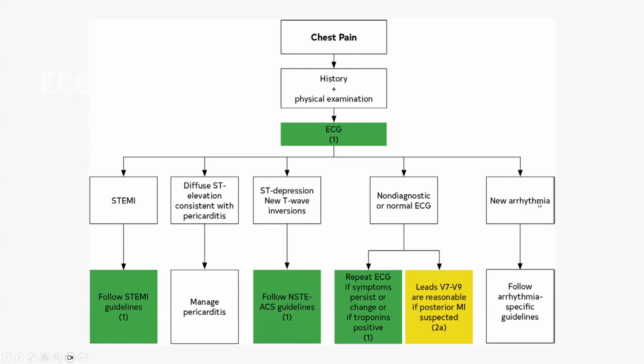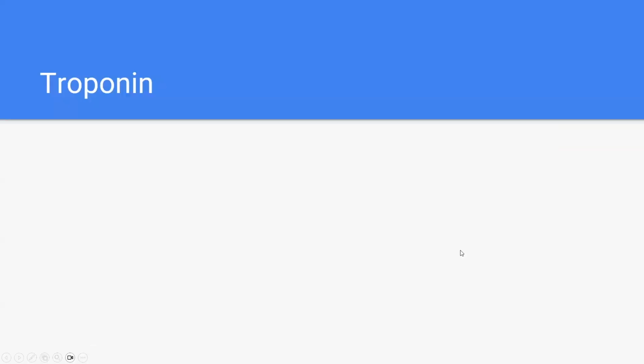Of course, if you have a new arrhythmia on there, you find that and treat it. And then if you have a normal or non-diagnostic ECG, most likely you're going to repeat it if the symptoms persist or change. Sometimes, I don't think I've ever even done this, but if you're still very suspicious for ischemia, you can actually shift around the leads and look on the more posterior side. That's not something I've ever done, but apparently you can do it. I have learned. All right, so that's the ECG.